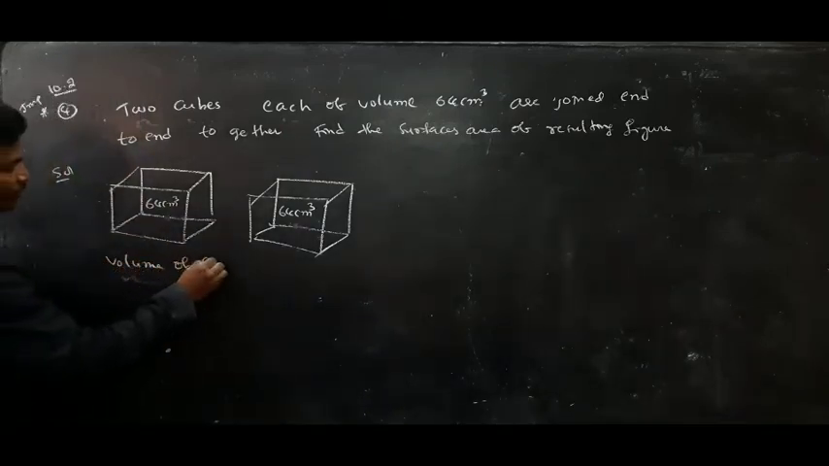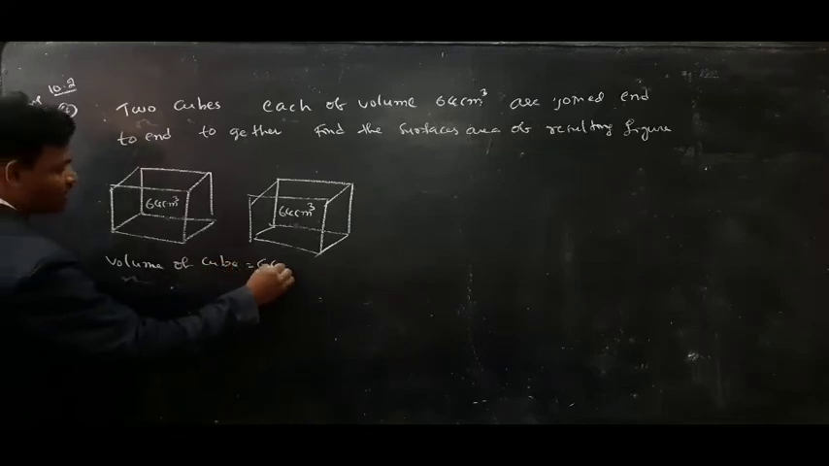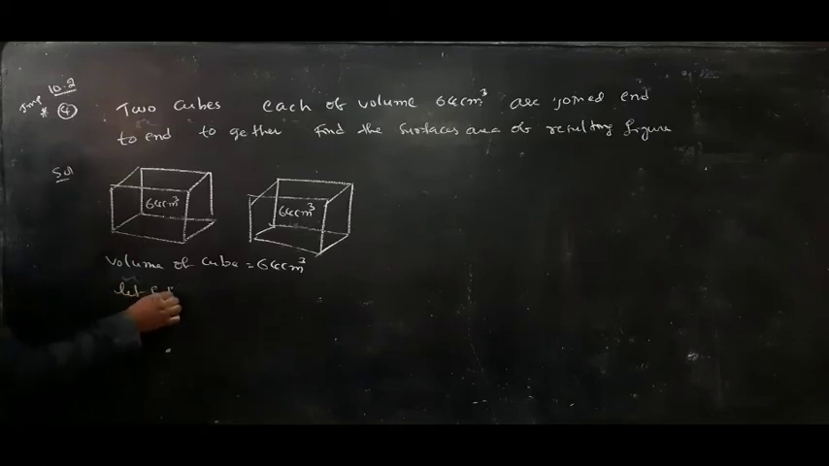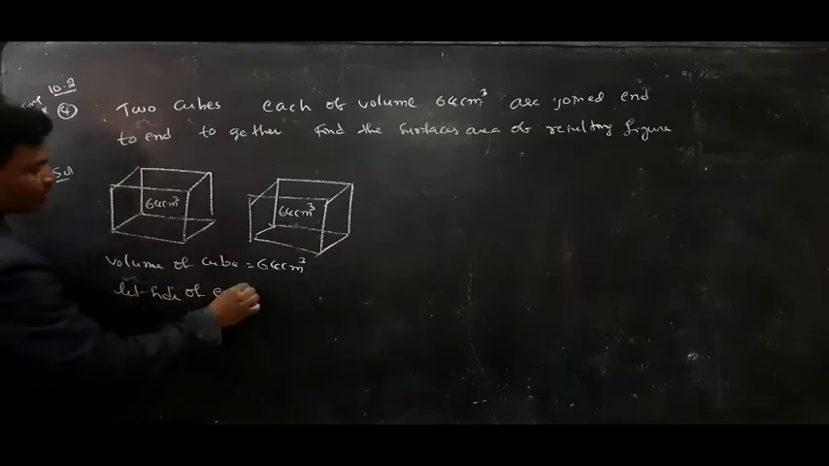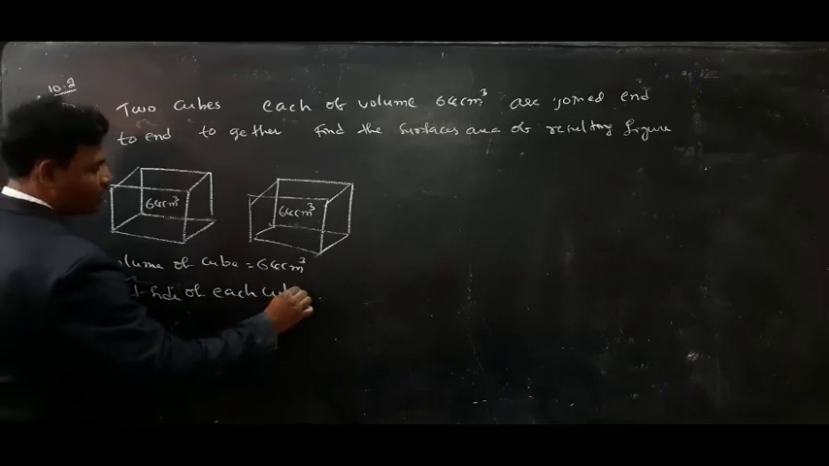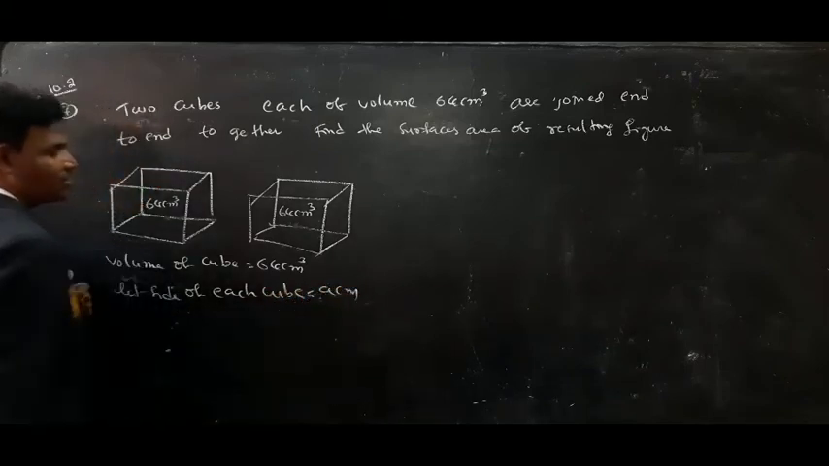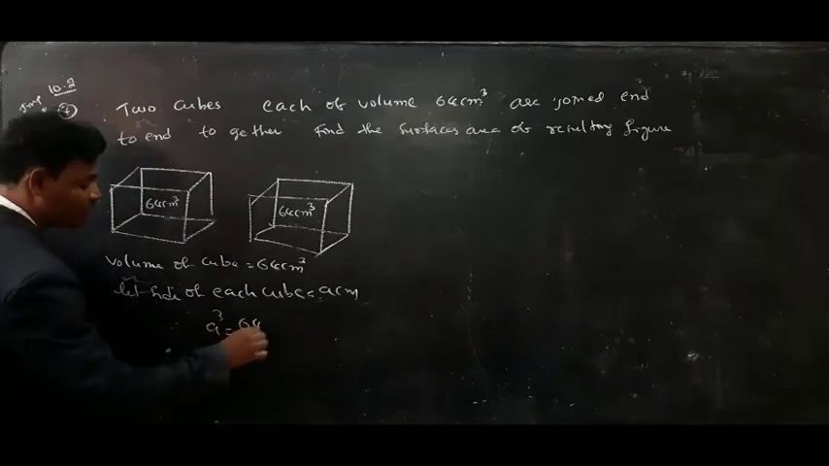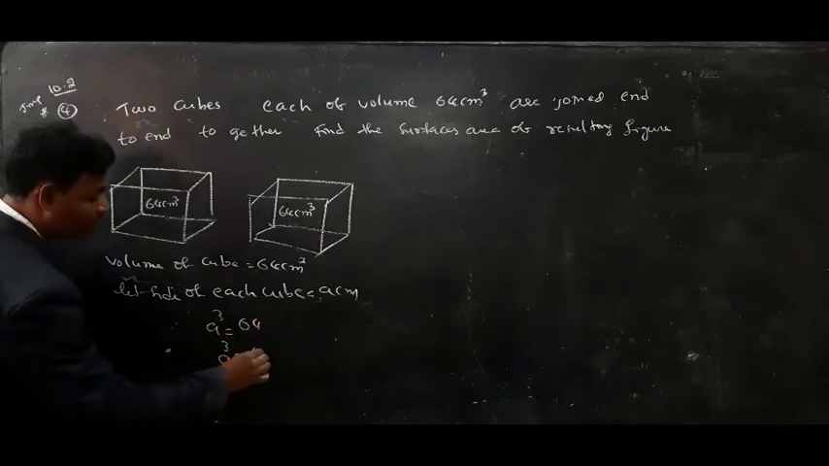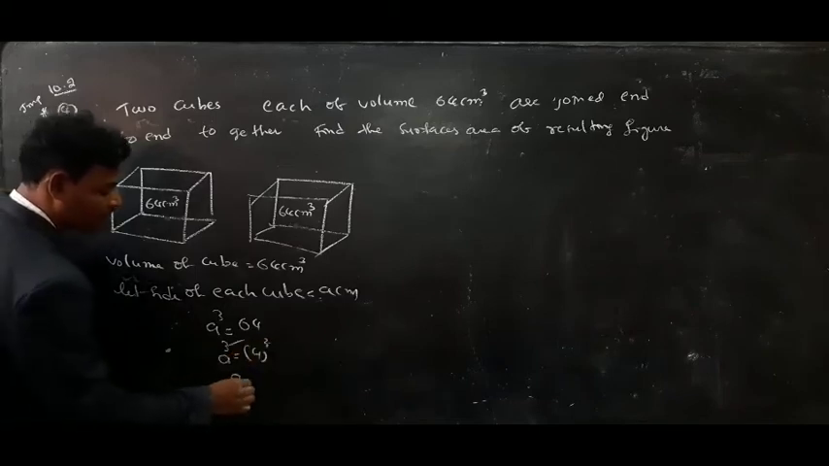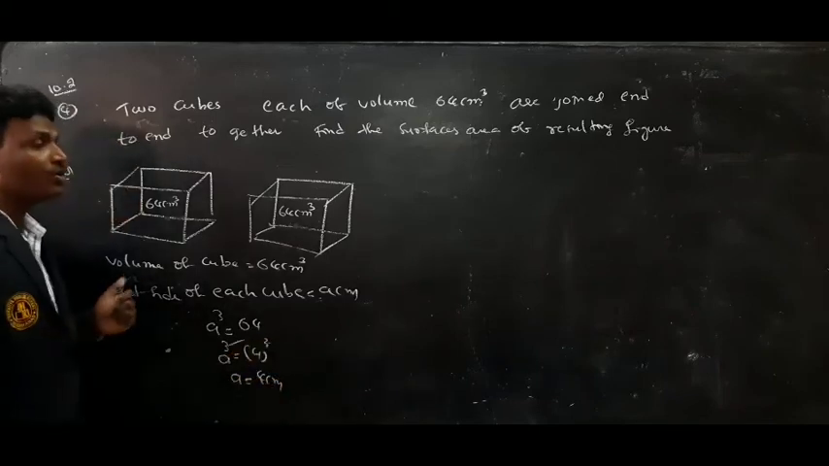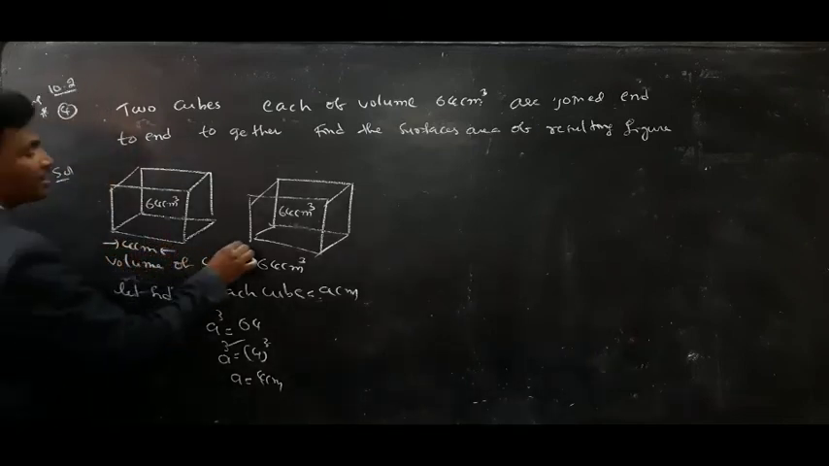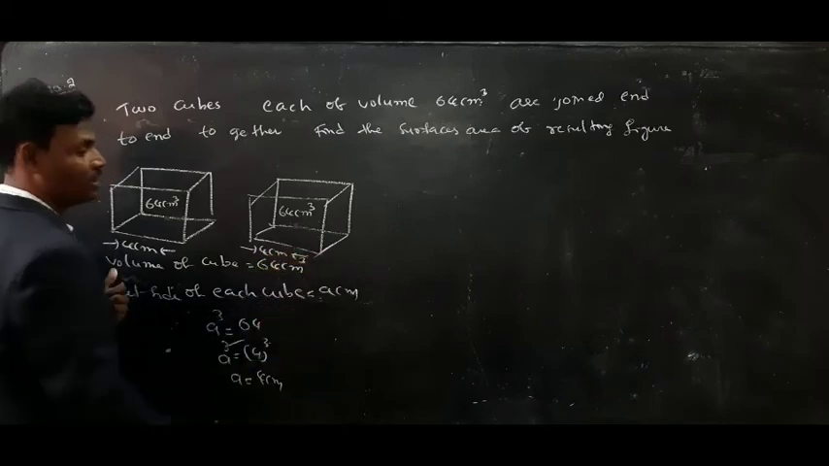Volume of cube is equal to 64 centimeter cube. Let the side of each cube be a. So what is the formula to find the volume of a cube? a cube is equal to 64. a cube is equal to 4 whole cube. a is equal to 4 centimeters. So the side of this cube is 4 centimeters and also the side of this cube is 4 centimeters.